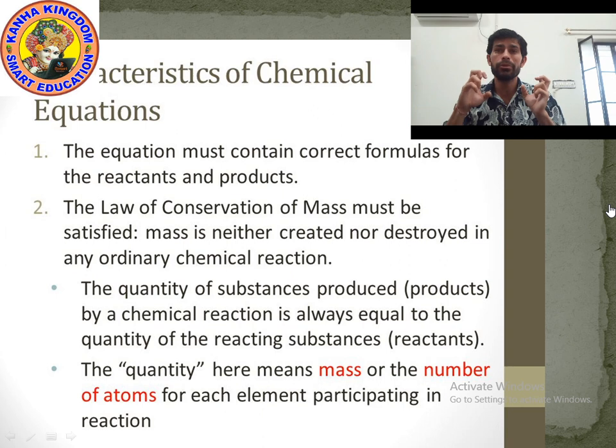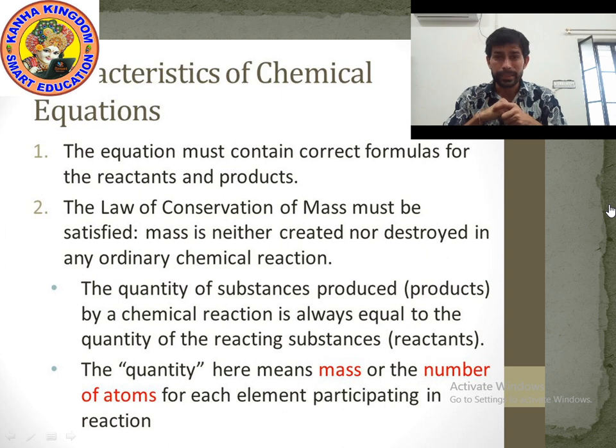The simple meaning of quantity here is mass, and you can say number of atoms. Yes, it means mass should be equal, or you can say the atoms should be equal. Okay, so these are two characteristics of a chemical equation.